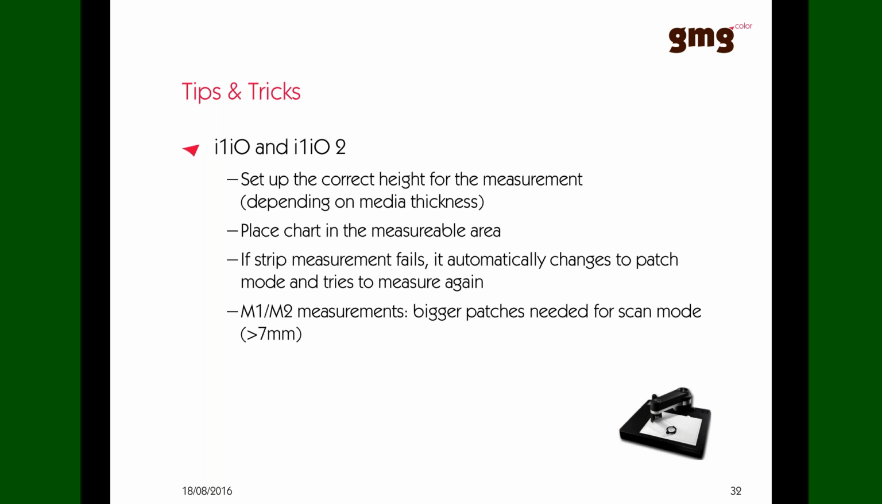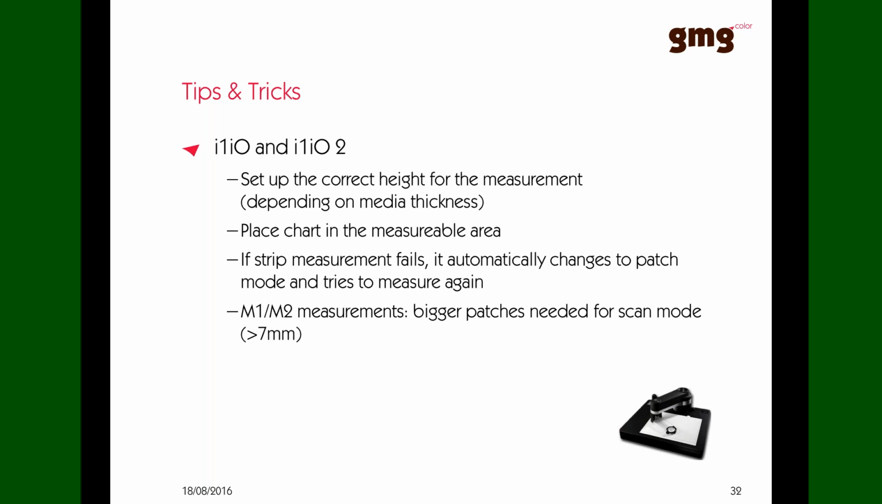When driven with our software, if a strip measurement fails, the i1iO table automatically switches the measuring device to patch mode. Then it measures this failed row in patch mode, and after that it switches back to strip mode and tries to measure the next row again in strip mode. So it's quite intelligent when measuring.